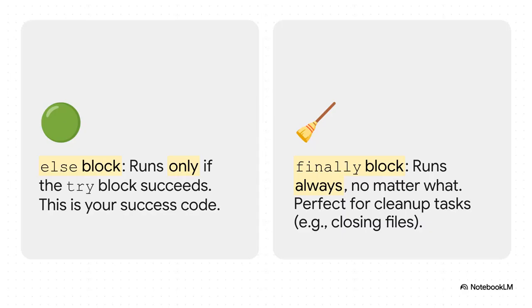And we can get even more precise. You can add an else block. This is your success code. It only runs if the try block went off without a hitch. And then there's the finally block. Think of this as your cleanup crew. It runs no matter what, error or not. It's absolutely perfect for essential tasks like making sure a file you opened always gets closed.